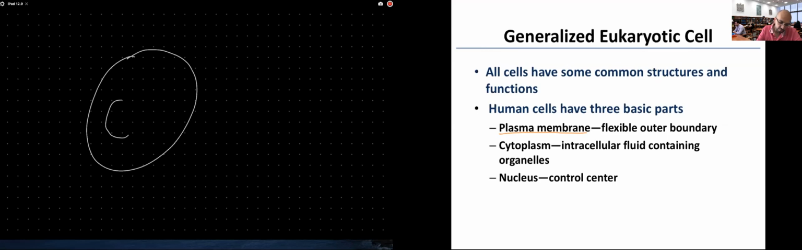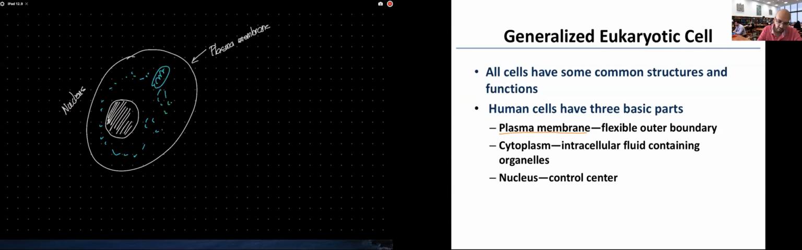What is the generalized eukaryotic cell structure? A eukaryotic cell will have a plasma membrane, which is the flexible outer boundary of the cell. On the inside of the cell, acting as its control center, you've got the nucleus. And between the plasma membrane here and the nucleus, we've got a fluid that contains the machinery of the cell, which are the organelles.